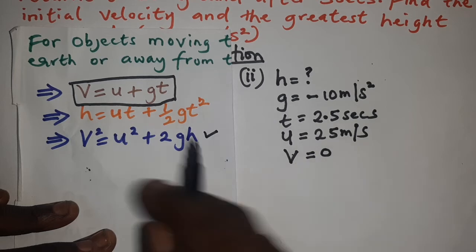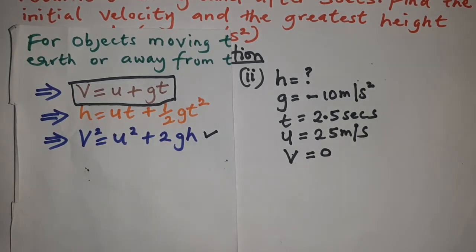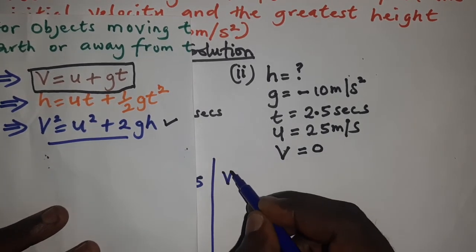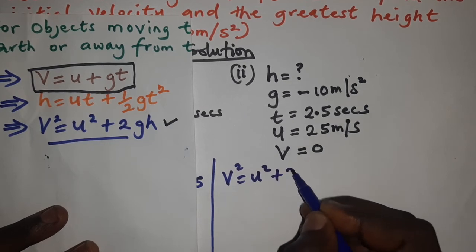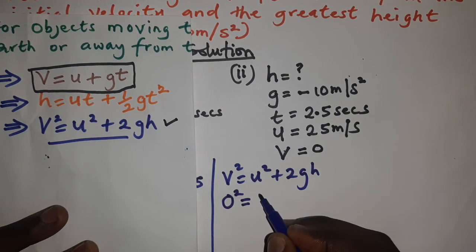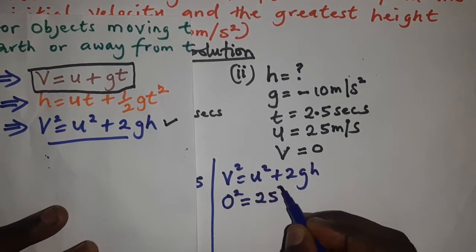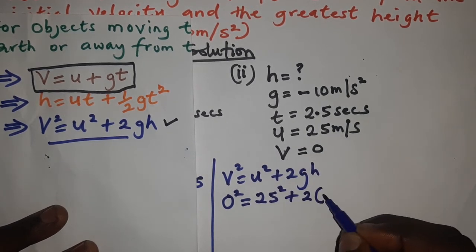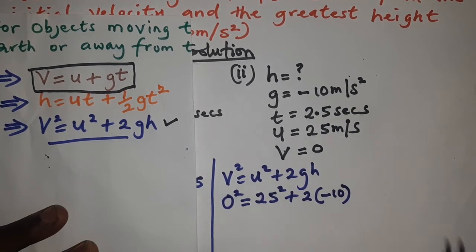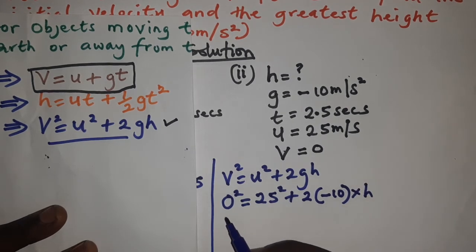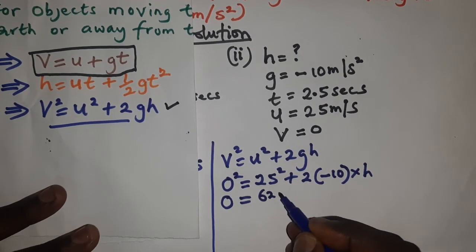So we have v squared. Settling with this one, writing it out, we have v squared equals u squared plus 2gh. Remember the v is 0, so we have 0 squared equals 25 squared, which is for my u, then plus 2 times g, that's bracket minus 10. Remember it's still going up, we are using only the upward direction this time around, then times the h we are looking for. So we now have 0 squared, which is still 0, equals 25 squared is 625.